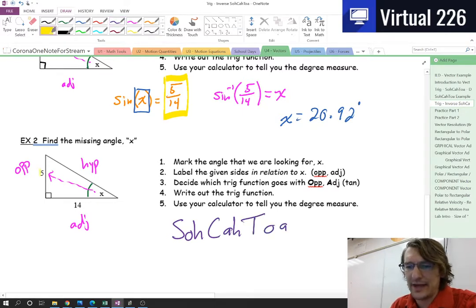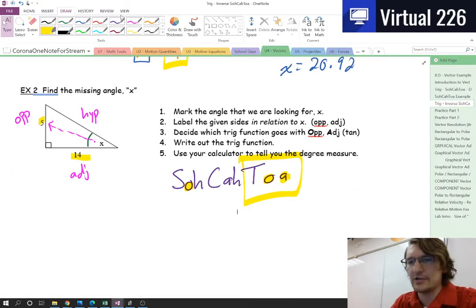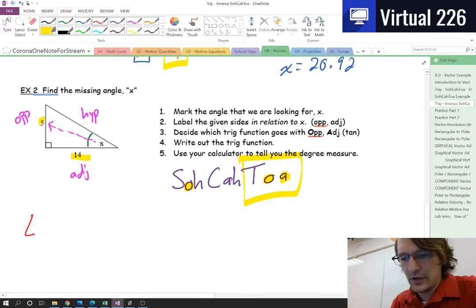Okay, and what do I have? I have an opposite and an adjacent. Oh, I've just highlighted tangent, so it looks like I'm going to use a tangent function here to describe this. So the tangent of my angle, x, is equal to the opposite, 5, over the adjacent, 14.